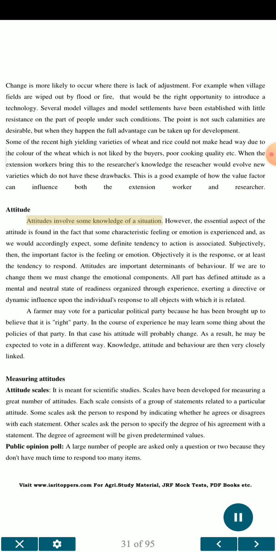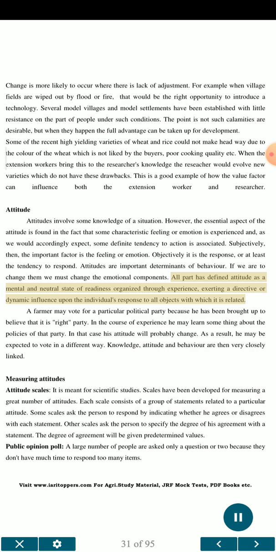attitude. Attitudes involve some knowledge of a situation. However, the essential aspect of the attitude is found in the fact that some characteristic feeling or emotion is experienced and, as we would accordingly expect, some definite tendency to action is associated. Subjectively, then, the important factor is the feeling or emotion. Objectively, it is the response, or at least the tendency to respond. Attitudes are important determinants of behavior. If we are to change them, we must change the emotional components.